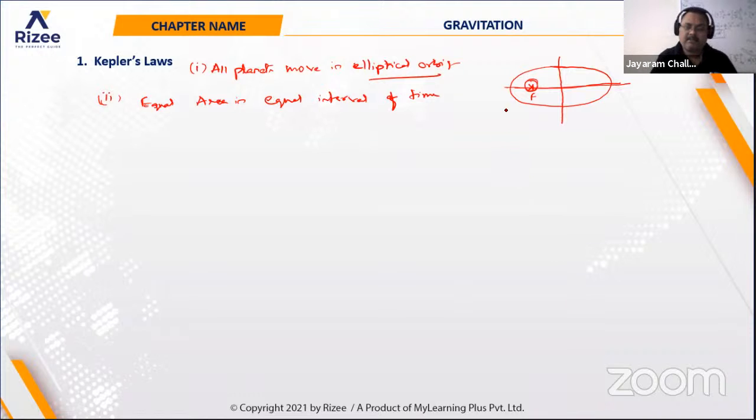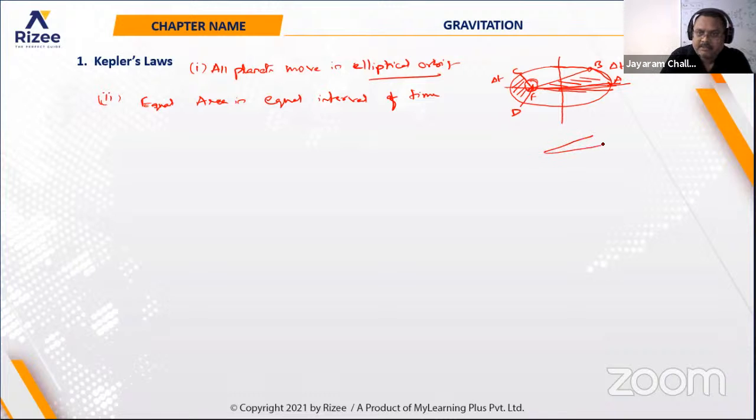What does this mean? Suppose there is a planet over here. If it covers the distance from A to B in a time interval of some delta t, it will cover the same area in the same time interval delta t from C to D. So the area covered here and the area covered there, both of them will be the same. Now I'll consider the smallest element from A to B in a small interval of time, so I'll redraw it here. This is your point B, and let me take this as your point A.